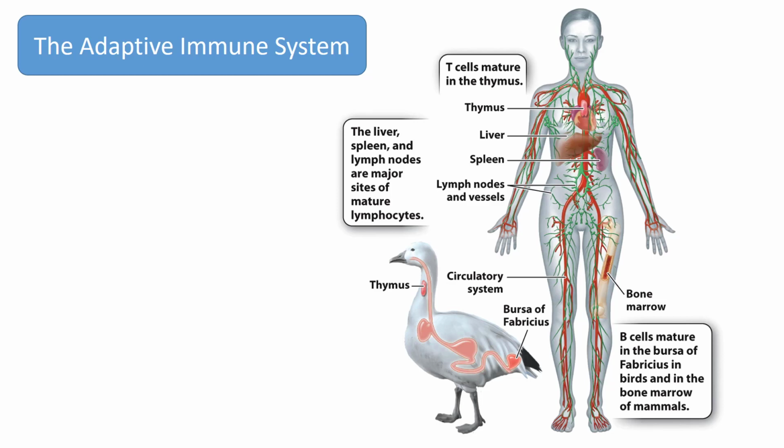This is part 2 of our conversation about the immune system. In this lecture, we're going to talk about the adaptive immune response and briefly discuss some common diseases.